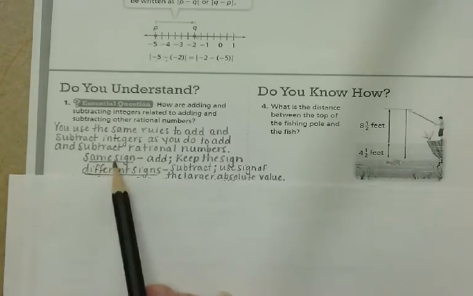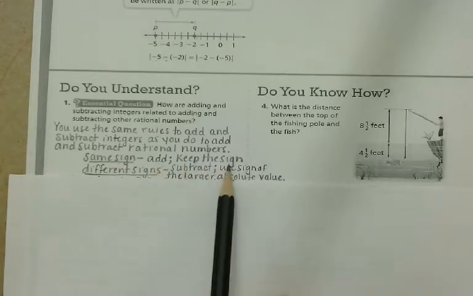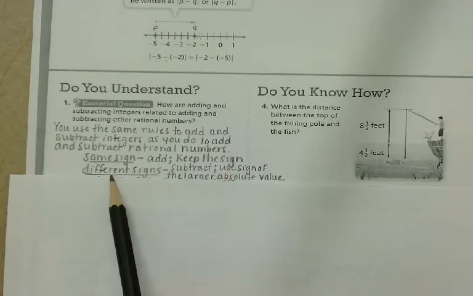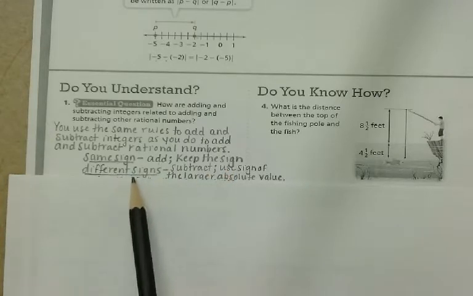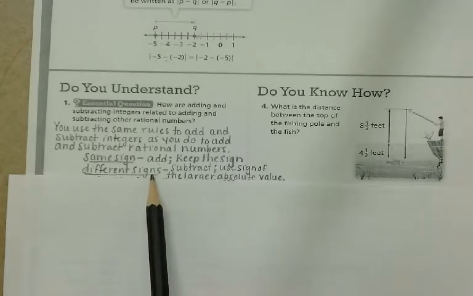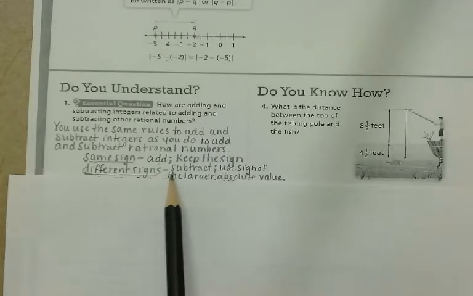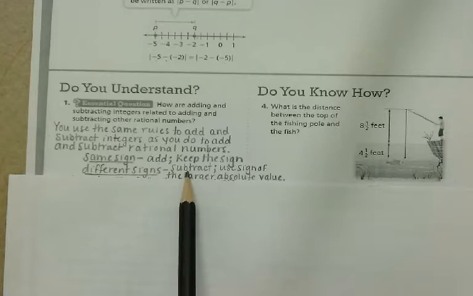So again, the rules are the same, whether you're working with integers or other rational numbers. They're all rational numbers, so the rules will be the same. If you are adding or subtracting with the same sign, you add and keep the sign. If you're working with different signs on your integers or rational numbers, one's positive, the other's negative, you need to subtract those numbers and then use the sign of the absolute answer, the absolute value in your final answer.